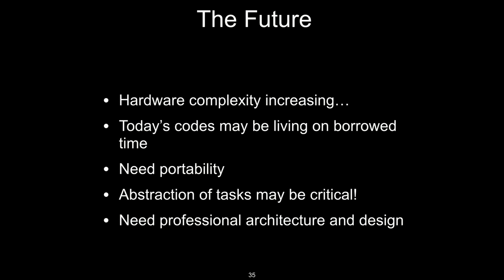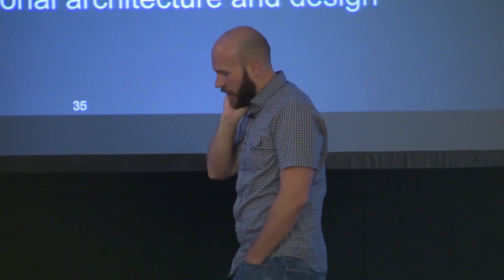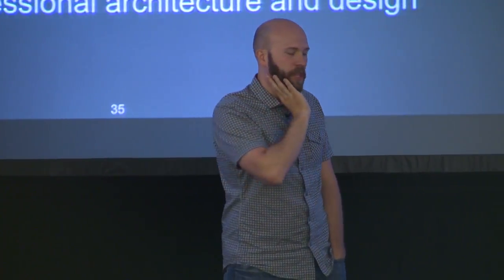Where do we go from here? So hardware complexity is only increasing, right? Mira is a lovely, basically homogeneous machine, but that's going out the window. You know, we're going to have to deal with heterogeneous architectures and different memory structures and different types and classes of memory, NUMA, all kinds of things like that. It's only going to increase in complexity to get that increase in performance.